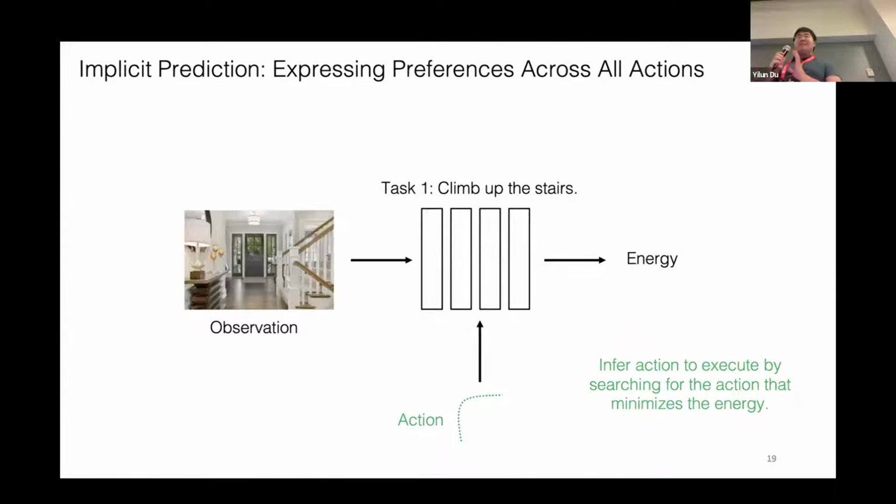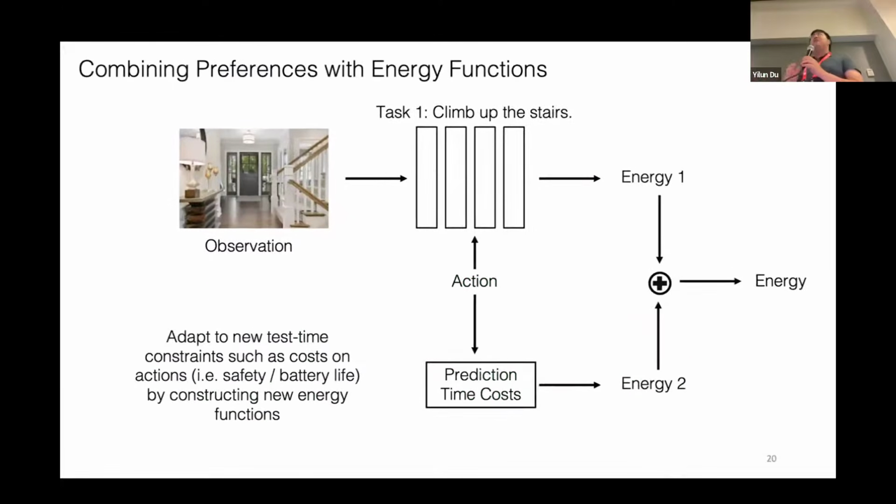So why would I make a simpler problem into this really complicated one where I want to really find these trajectories that minimize energy? Well, the idea is that this framework allows you to really easily adapt to new constraints. So now let's say I have my original constraint that I want to climb up the stairs, but now I have new constraints on battery life or safety.